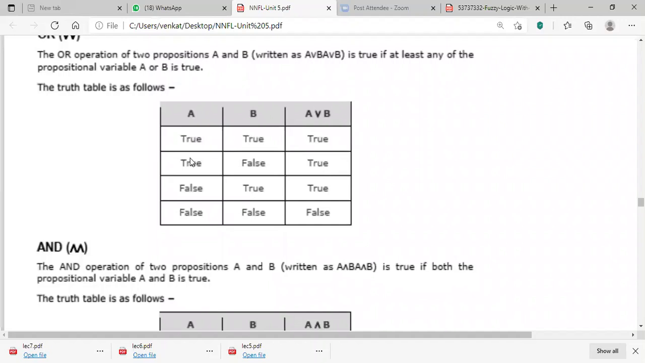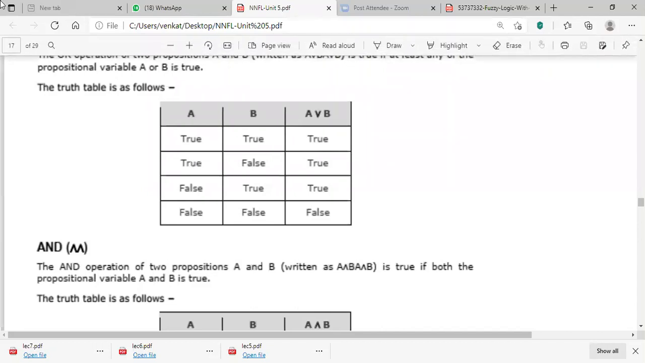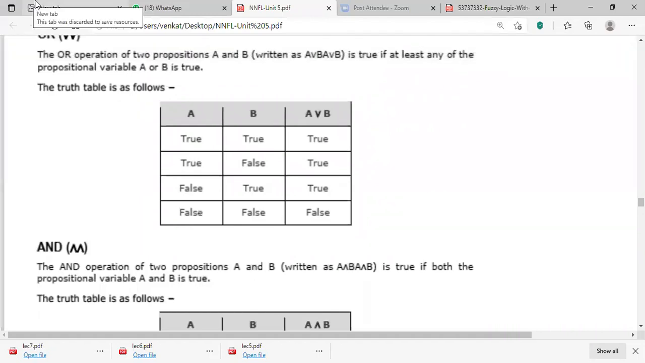Okay, so the output is true if at least any of the proposition variables is true. So in a simple OR gate truth table, we have the same OR operation. Okay, so next, please note down these truth tables in the fuzzy logic connectives.